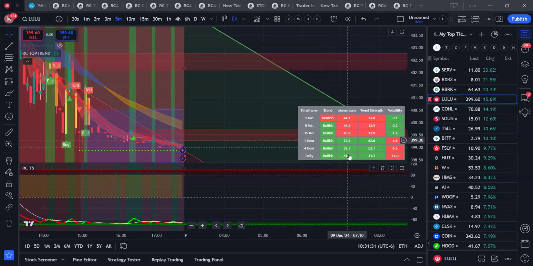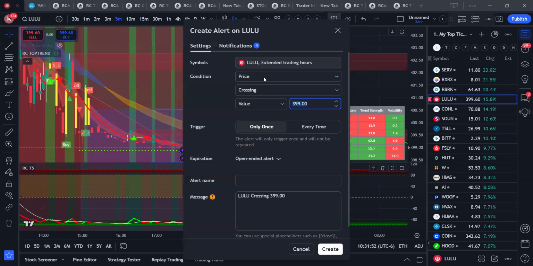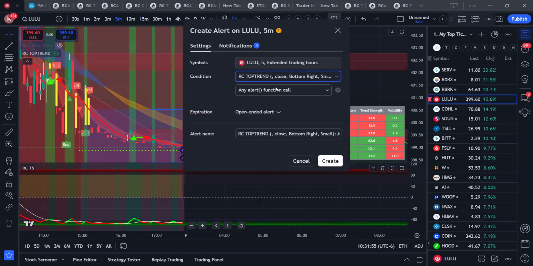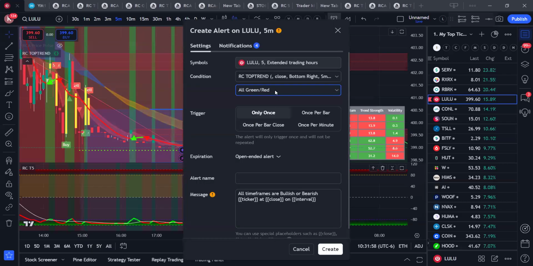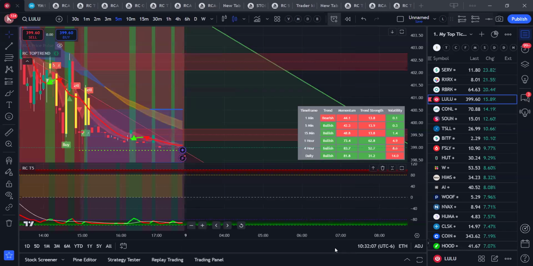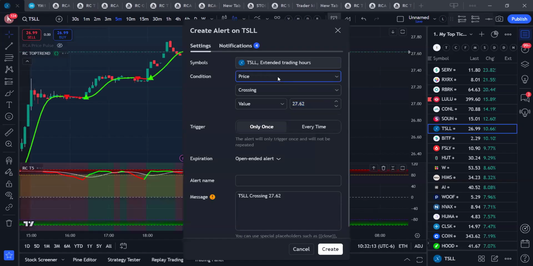If column 1, column 2, column 3, column 4 are green, it is basically good for long, especially if you're a stocks buyer. If all these four are green, you don't need to go to each chart and check that. You are already setting a notification. Before market open, you can create a notification that tells me whenever everything becomes green. If you want, you can just set all green. Whenever everything becomes green, please send me an email or a message. Like that, whichever are your favorite stocks, you go and set a notification.